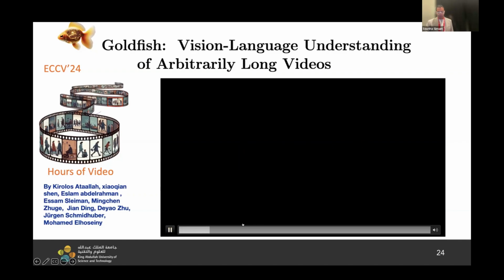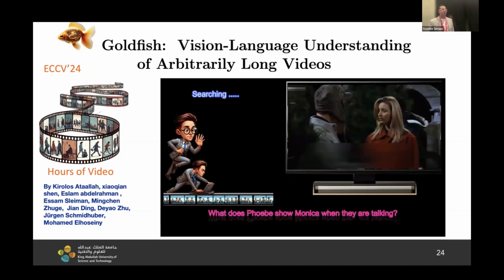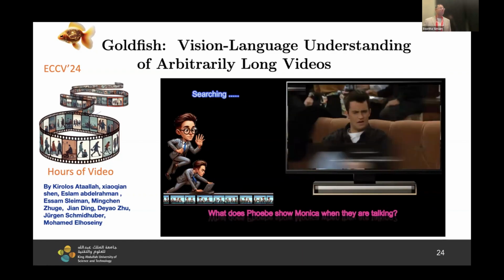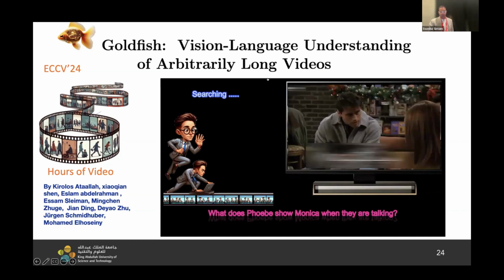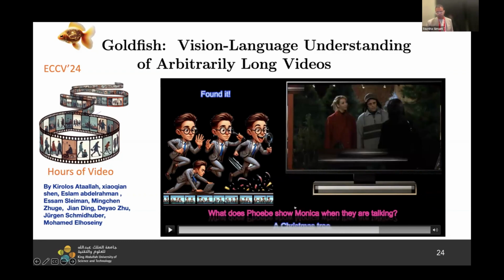The idea behind that is to integrate video LLMs with a RAG-based model to identify the clips that are most relevant to the video. So, for example, here when you ask the model, what does Phoebe show Monica when they were talking, the model will go and find the clips that are relevant to the question, and then.